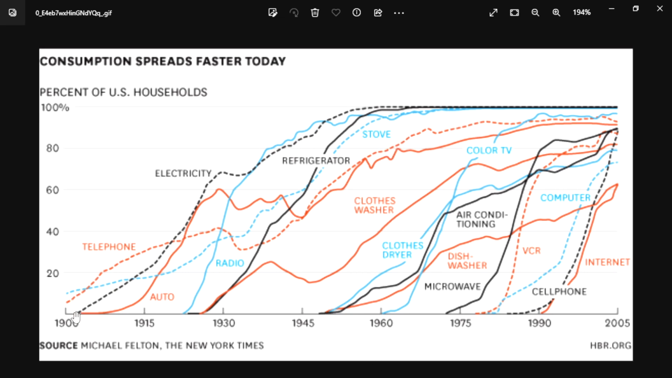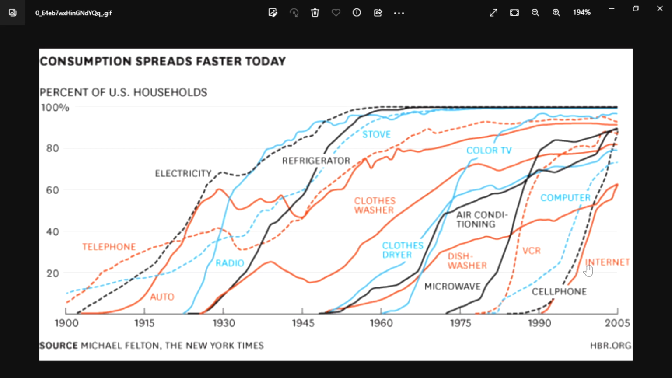Things got adopted a lot slower 100 years ago. You can see radio got adopted a lot quicker. The steeper the curve, the quicker the adoption. And then if we look at, say, the color TV, that was quite quick. The microwave oven, we can see within about 10, 12 years, 80% of US households used microwave ovens. And recently with cell phones and the internet, we did see quite a sharp curve of adoption, with 60% of US households using that technology within 10 years.